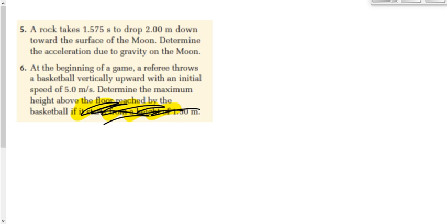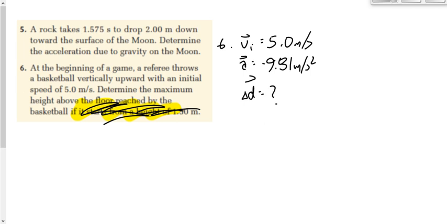This is a group B problem because the ball slows down as it goes up. We'll say that VI, for number 6, is positive 5.0 meters per second. We're going to say that A is negative 9.81 because it slows down as it rises up at that rate. We're going to find the displacement when it reaches the max height. What else do we have? Final velocity is what? If we're analyzing just the trip up, then VF is 0 meters per second.